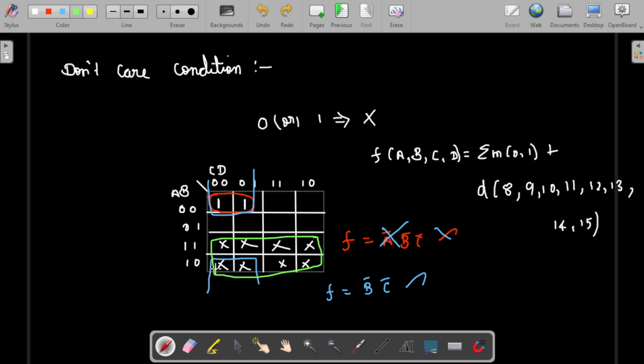This is one quite interesting thing that you have to note about the don't care condition. I hope you guys are able to understand. In the next lecture, I will give a few more problems so that we can conclude our discussion on the K-map. Then we will start the discussion on combinational circuits, which will be quite interesting.